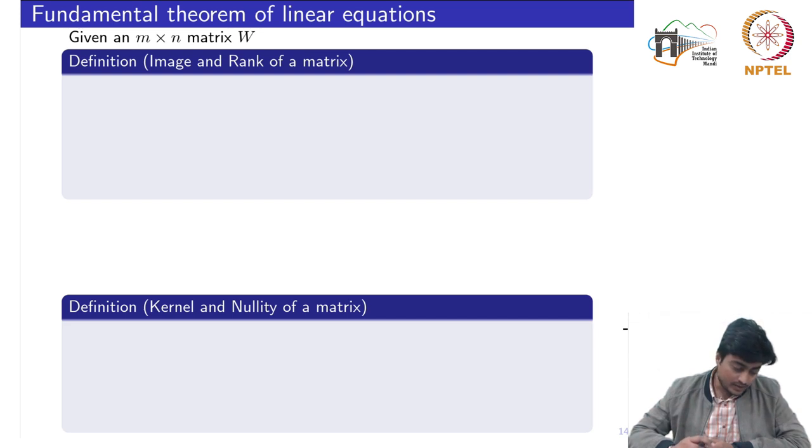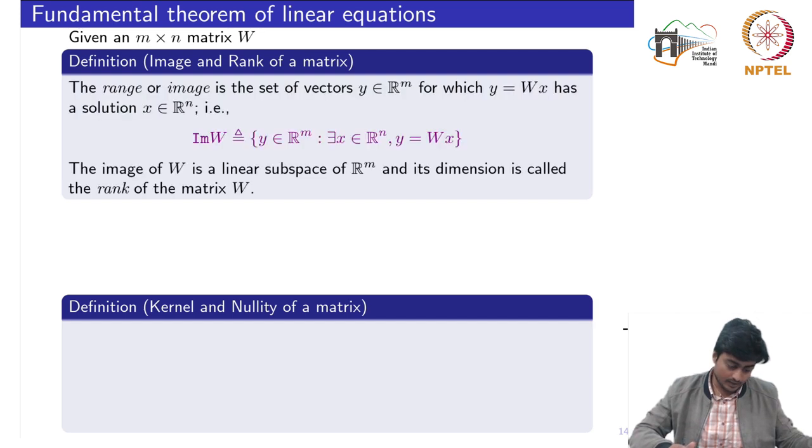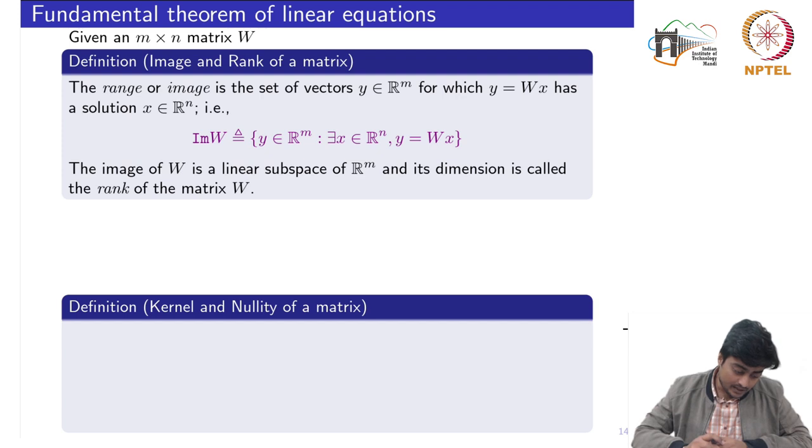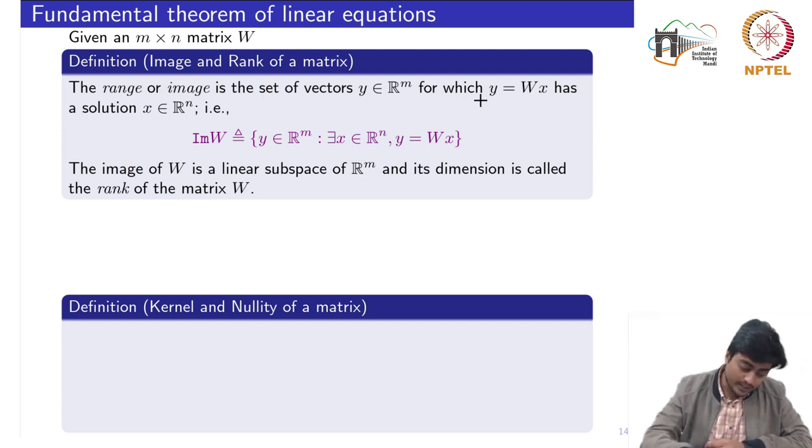Okay, so given an m cross n matrix W, first of all, we will define two subspaces. One is called the range subspace, and the second is called the null subspace. The range, or image, is the set of vectors y for which y is equal to Wx has a solution x in an n-dimensional space. That is to say, the image.